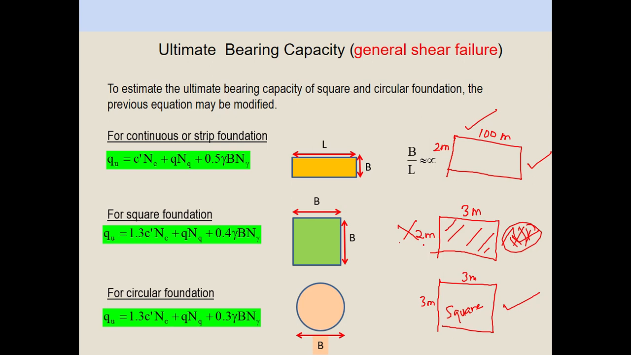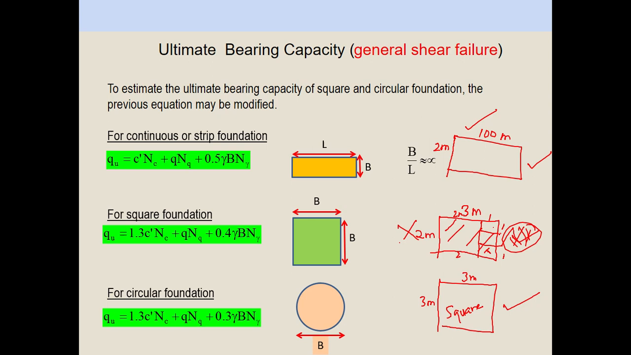But if you have a footing with a geometry like this, what do you have to do? Split. How? Divide it, 1 meter here, 1 meter here, 2 meter here. This is square, this is square, this is square, right? It's possible. You will become an engineer, so you have to decide whether you can use the Terzaghi method or not.